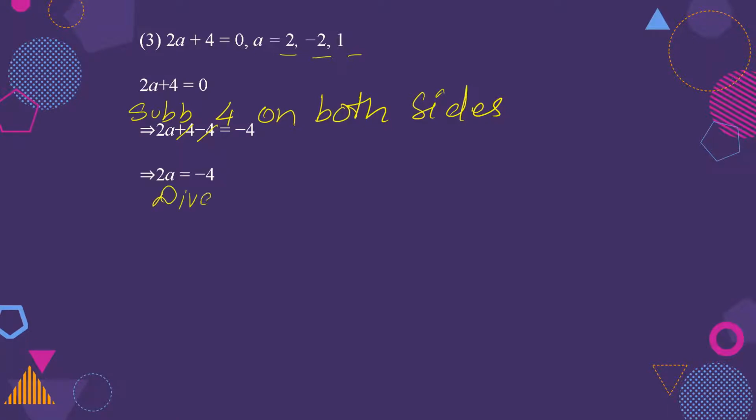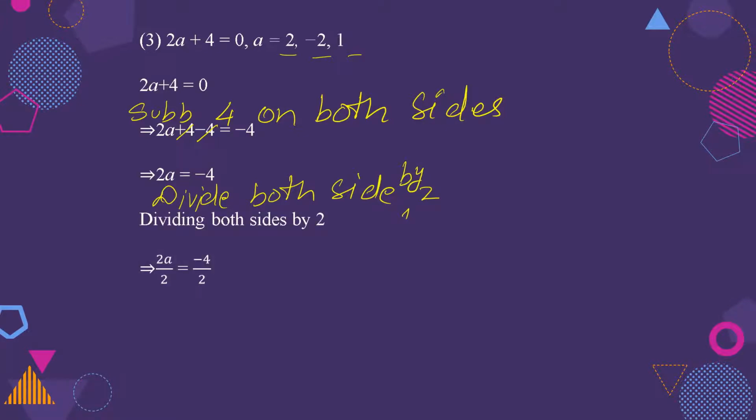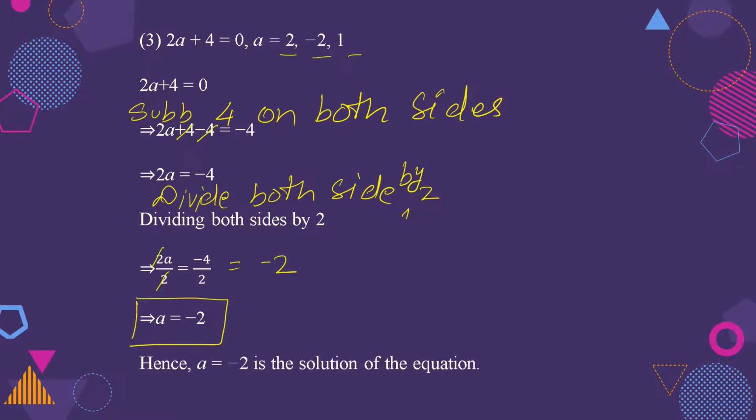Then we divide both sides by 2, because we have to find the value of a. So we'll divide both sides by 2 and we'll get 2a upon 2 equal to minus 4 upon 2. So 2 from the numerator and denominator will get cancelled, and minus 4 divided by 2 is minus 2. And hence the value of a is minus 2. Hence a equal to minus 2 is the solution of the given equation.